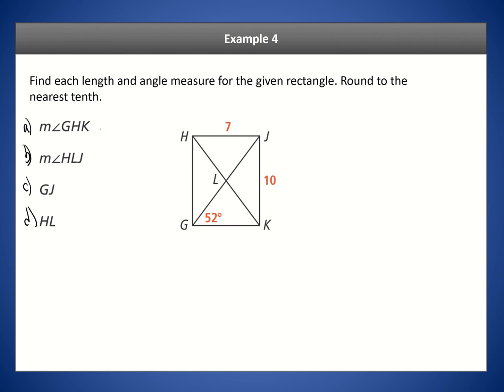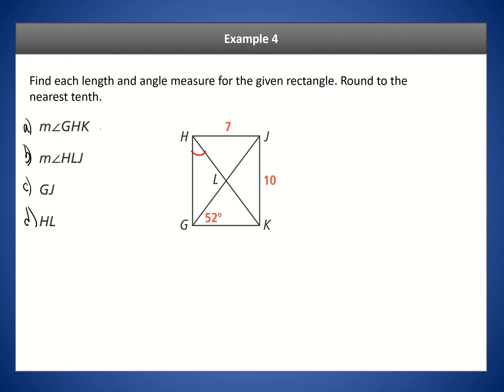Okay, so let's look at example 4. Find each length and angle for a given rectangle. Round to the nearest 10. Okay, so we're looking for GHK, this angle here. We know that these are all right angles. So we know that this is a right angle, for instance.